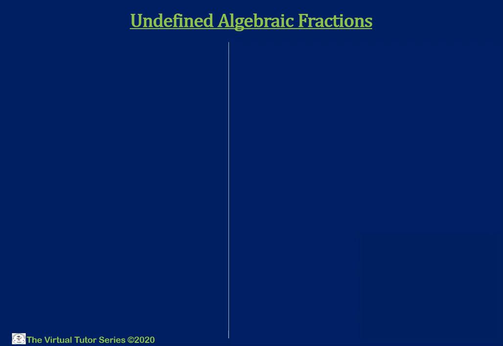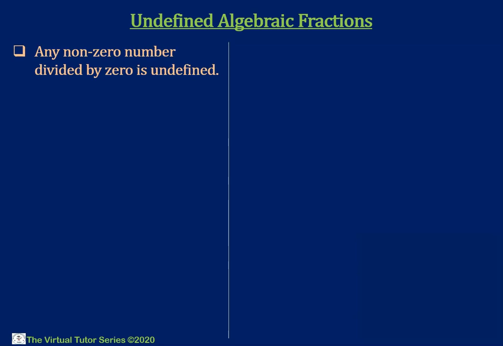We have already learned that 0 divided by any non-zero number is 0. On the other hand, any non-zero number divided by 0 is undefined. Undefined means that the number cannot be determined.